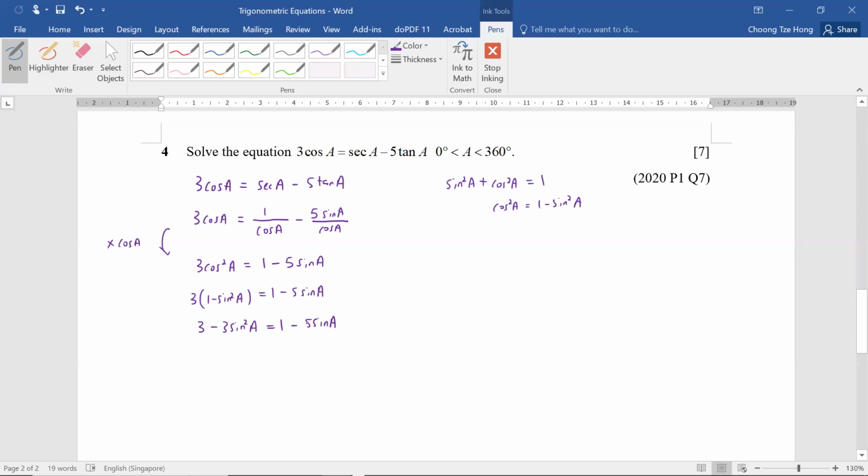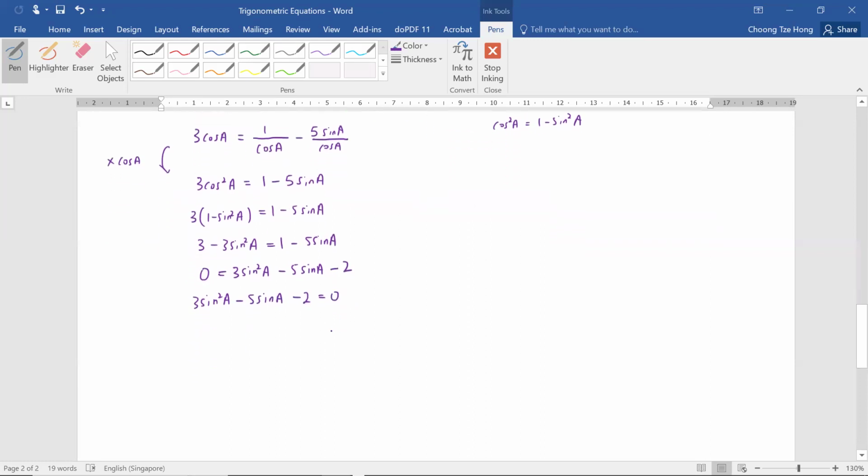Okay, so we'll shift everything to the right side to make the left side 0. So you'll get 3 sine squared A minus 5 sine A, and 1 minus 3 gives negative 2. But then I will write it on the left side. Okay, then at this point, if you can factorize directly, you can factorize directly.